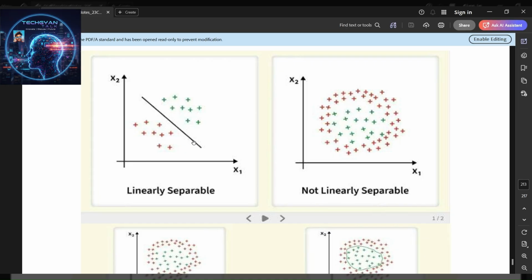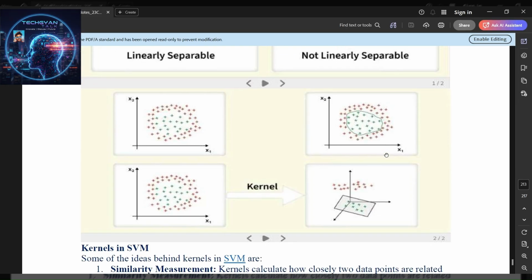In the linearly separable case, we have a hyperplane dividing two sets of class data, class 1 and class 2. Like you can see, one is in red color and the other class is in green color, separated by a linear hyperplane. And when you see the non-linearly separable case, it is all mixed together, like one class data set is surrounded by the other class data set.